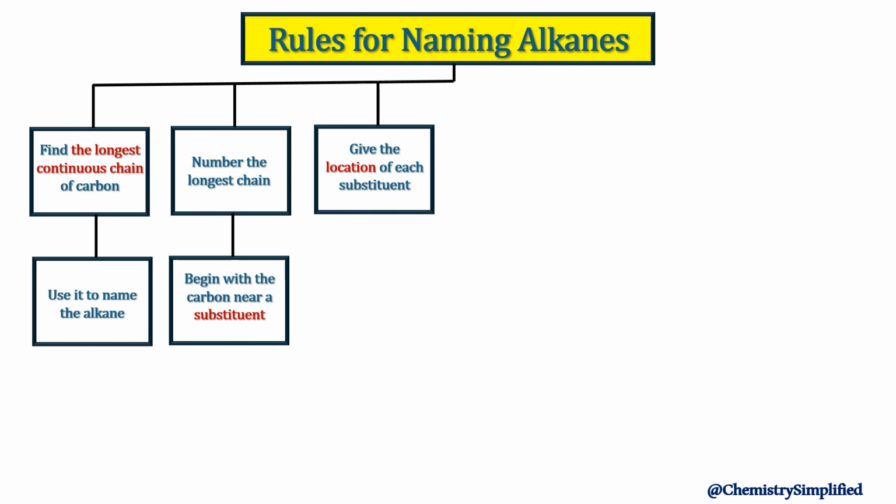Then we have to give the location of each substituent. After numbering them, we have to give their locations. And we'll name those substituents in alphabetical order, meaning that if we have a substituent which is an ethyl and another one which is methyl, since ethyl is before methyl because E is before M in the alphabet, we'll name the ethyl first, then we'll name the methyl after.